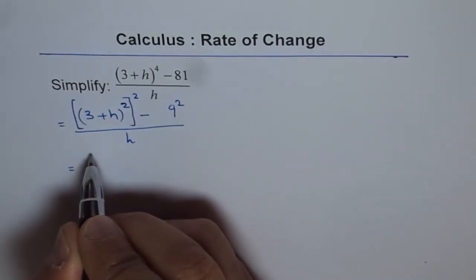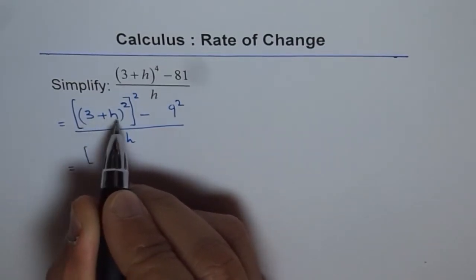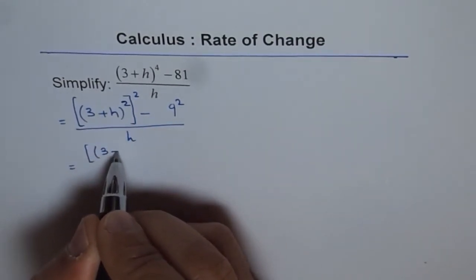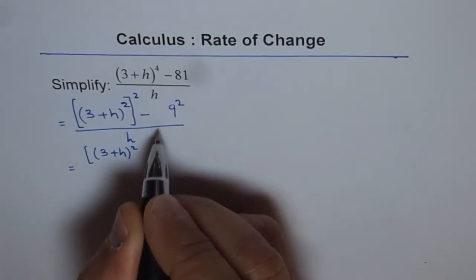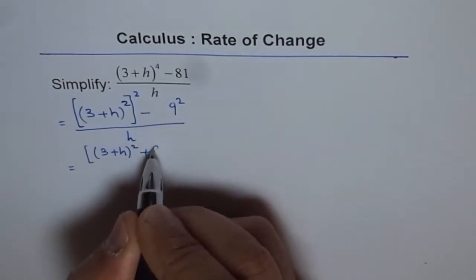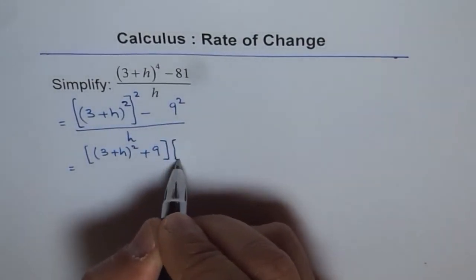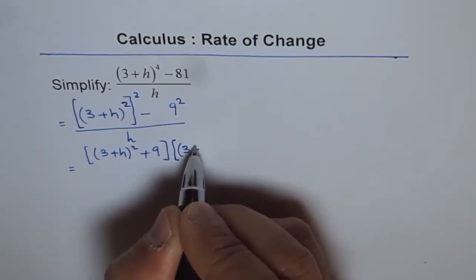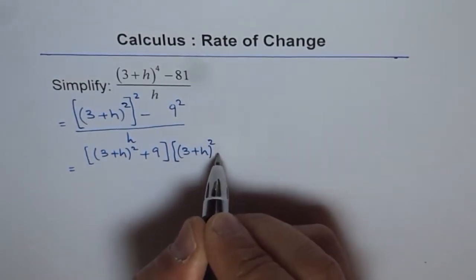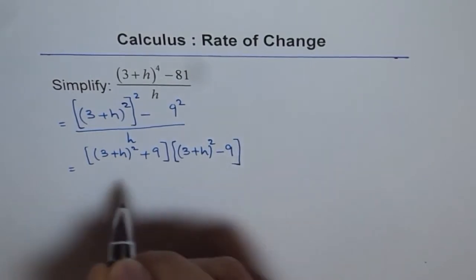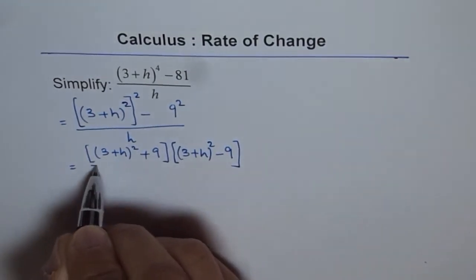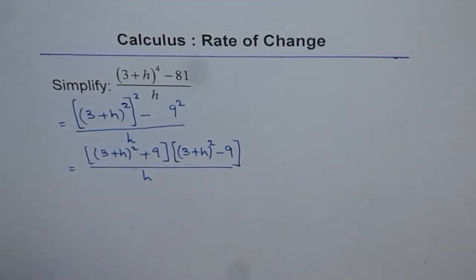So a for us, let me write this in the bracket, a for us is (3 plus h) whole square, right? Plus b, and b is 9 for us, times (3 plus h) whole square minus 9, correct? So that becomes our numerator and the denominator remains as h.